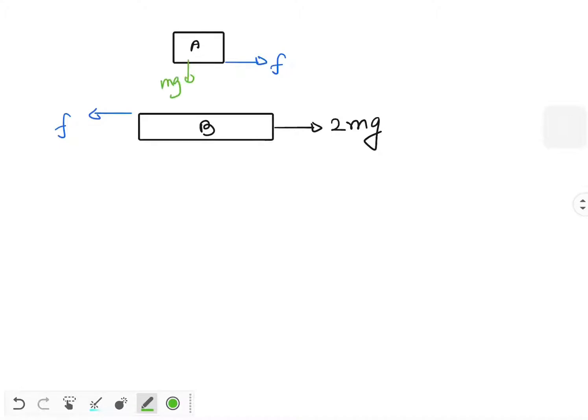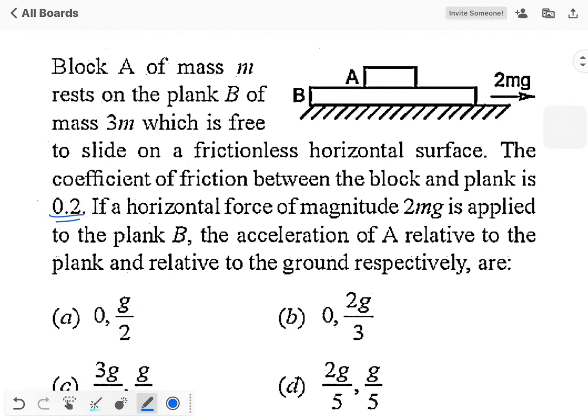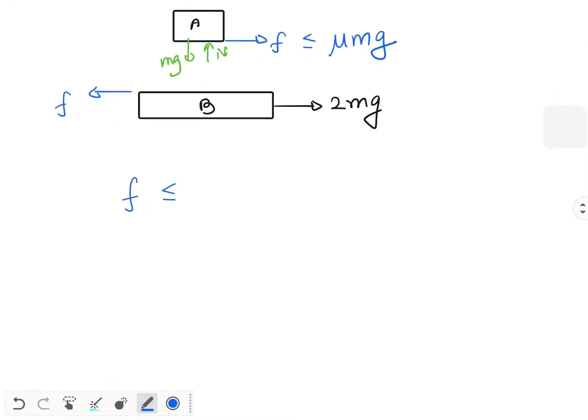So here we have mg normal force. Okay. Reaction of this normal force will act on the plank, but we are not drawing it. We just need this for calculating friction. So normal force will be equal to mg. So this friction will be less than or equal to mu mg. Okay. Correct. So what is the maximum value of friction? Since mu is equal to 0.2, so we can say that friction is less than or equal to 0.2 mg.